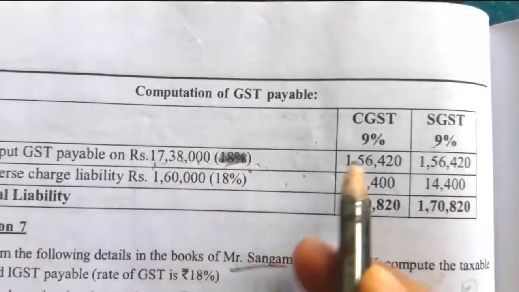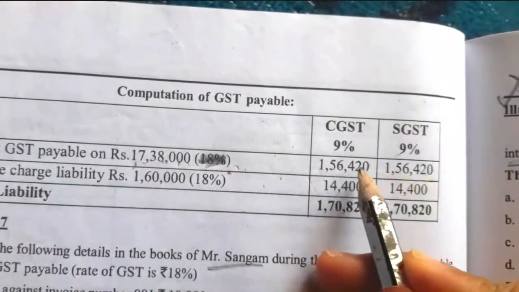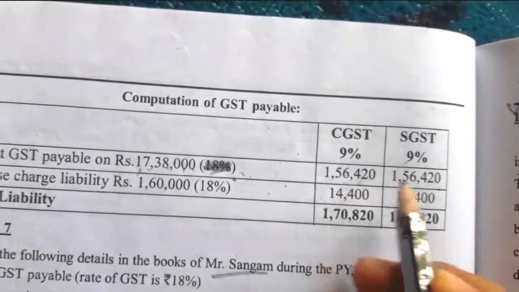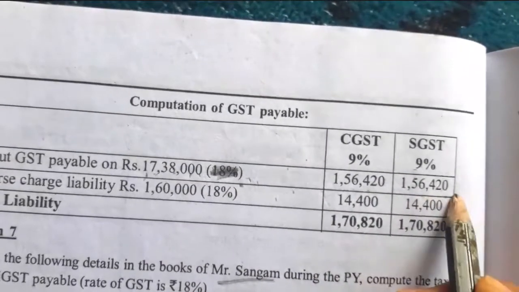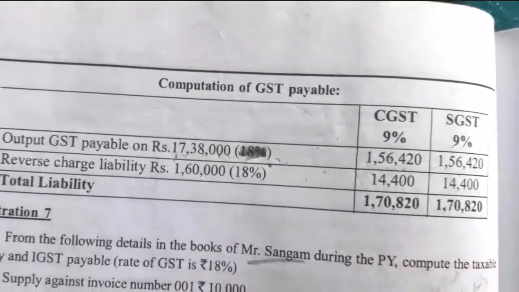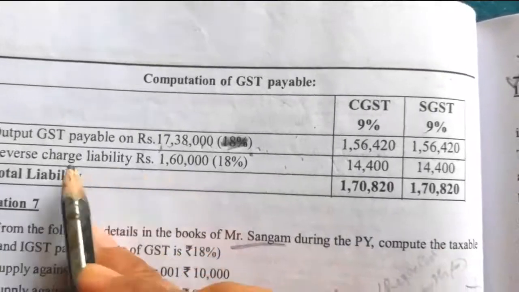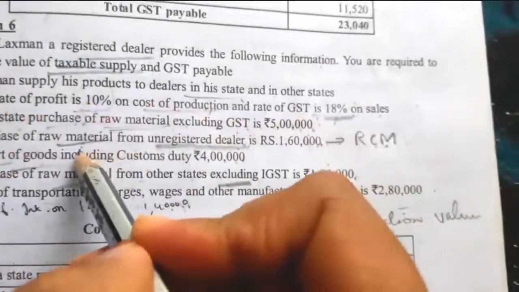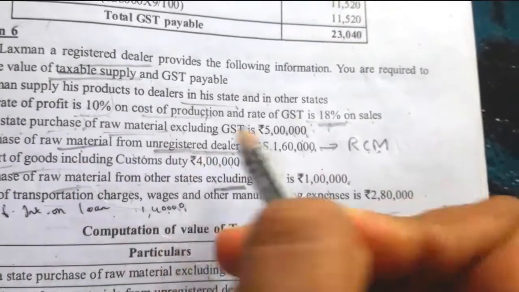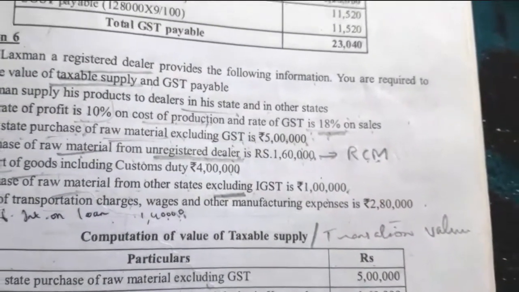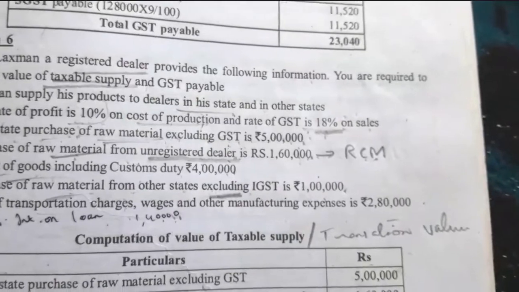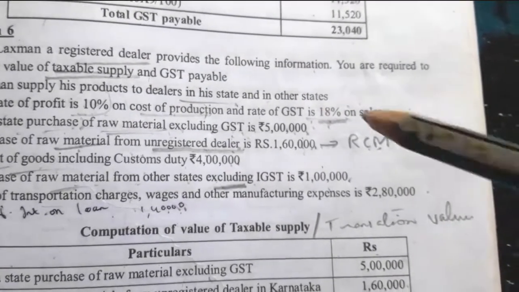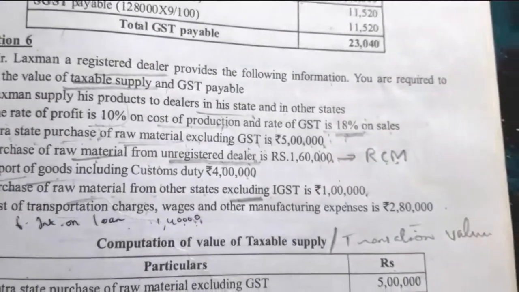Next, this is the total GST he has to pay: CGST 1,56,420 and SGST 1,56,420. Along with that, he has to pay one more tax for the purchases from an unregistered dealer. He has purchased some raw material from an unregistered dealer. So along with the output tax, he has to pay the taxes for the input. Input means for the purchases he has to pay tax. That is, on 1,60,000 under RCM he has to pay tax.